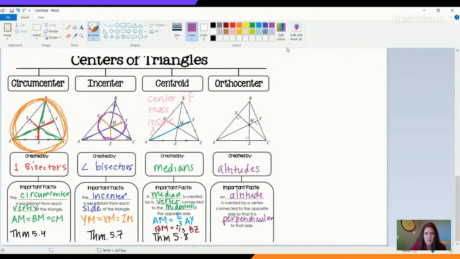Last thing to fill in our chart is what theorem that is, and that is theorem 5.9. All right, so now you should know the four ways that we can find the center of a triangle. I hope that helped. Probably the trickiest part of this is the centroid with the 2/3 fraction. So just be really careful about which parts you're using for that when you're doing your homework.